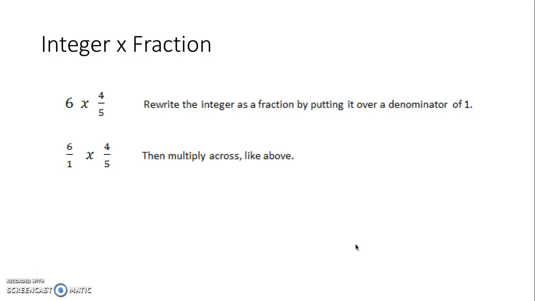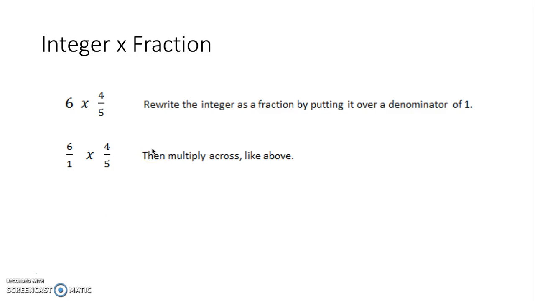Our next type of multiplication with a fraction is an integer times a fraction, or a whole number times a fraction. So our example is 6 times 4/5. Our first step is to rewrite the integer as a fraction by putting it over a denominator of 1. We did that right underneath it. 6 over 1 is the same thing as 6. We want to make sure that we have that because when we multiply straight across like we did before, we need to make sure that we're not multiplying 6 times 5, because that's not going to work. It has to be 6 over 1.